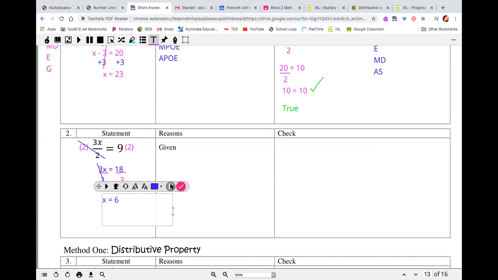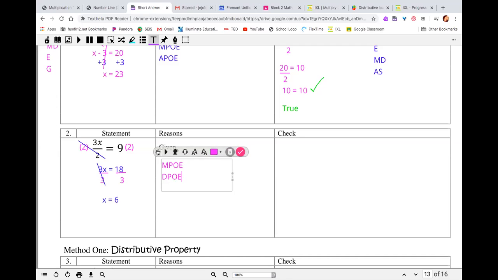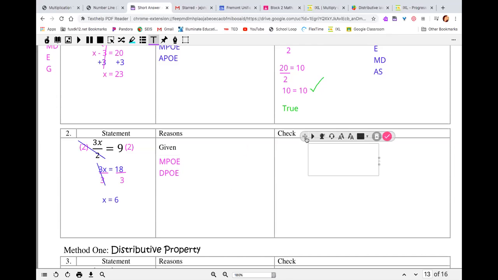All right. Do I need to do anything else for this part of the problem? No. I isolated the variable. Cool. So what are my reasons? What am I writing down? What did I do first? POE. MPOE, and then POE, and I divided. Good. Put it in here to check my work.